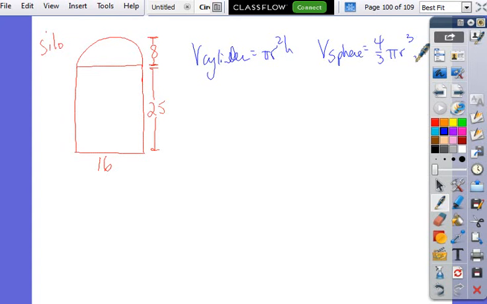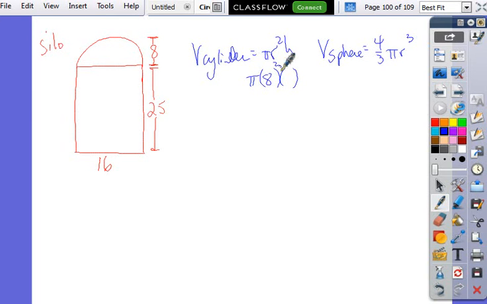Now this one should be a lot easier to find the numbers. You really don't have to change anything. What is the radius? 8. Where is that coming from? I know the base down here tells me it's 16 across. That's my diameter. Divide by 2 and get 8.